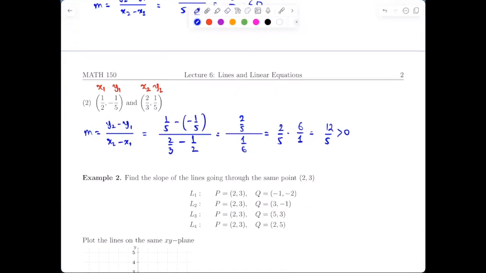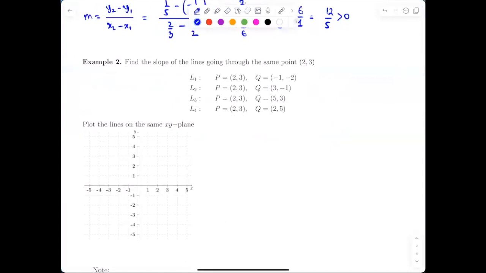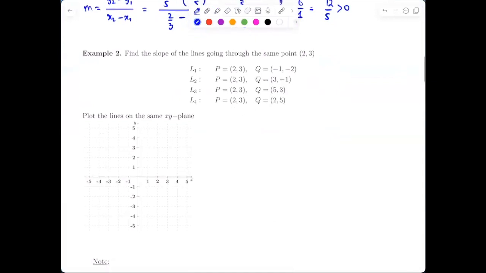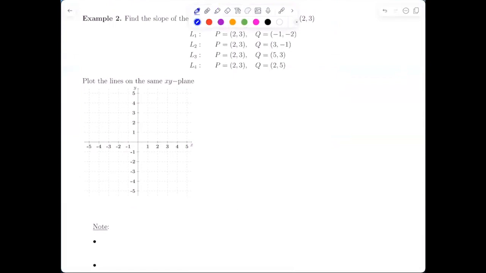All right. Any question on example 1? Good, straightforward. In example 2, you have different scenarios here. You have the point P and 4 different points for Q. So can you plot these points on the XY plane? The point (2, 3) is P. The first Q is (-1, -2). So this is Q. I use red for the first line.